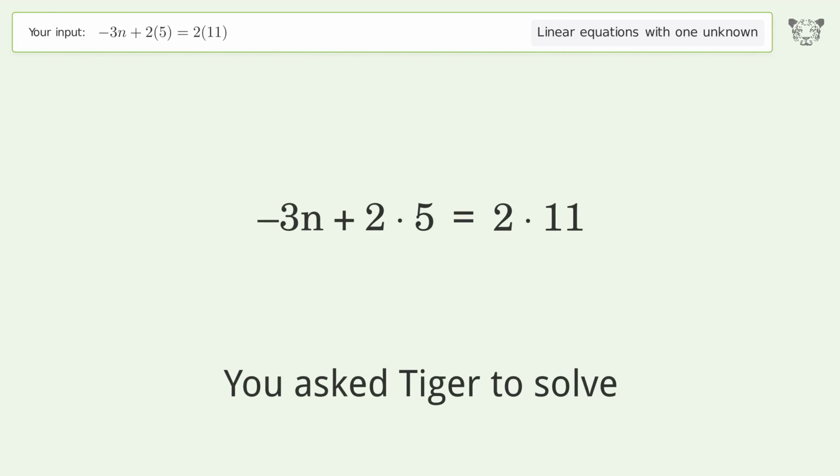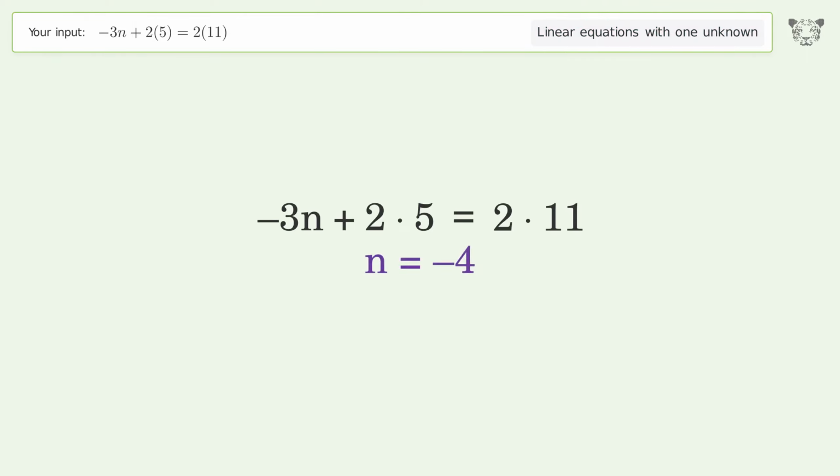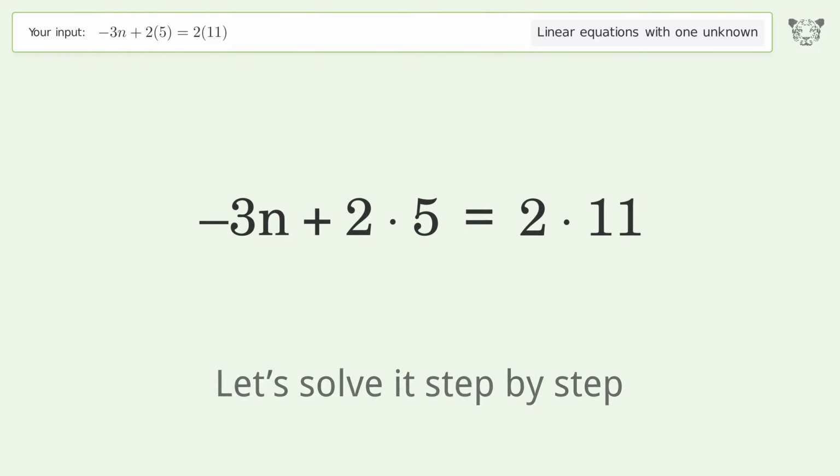You ask Tiger to solve. This deals with linear equations with one unknown. The final result is n equals -4. Let's solve it step by step.